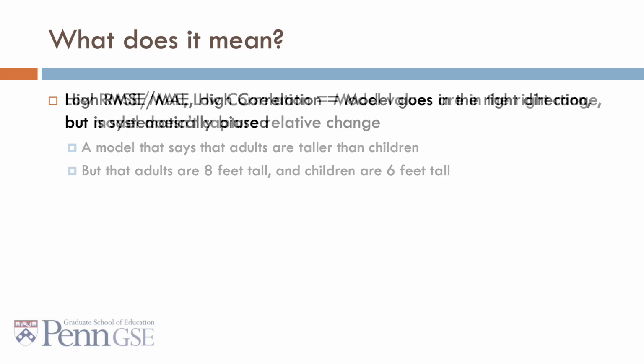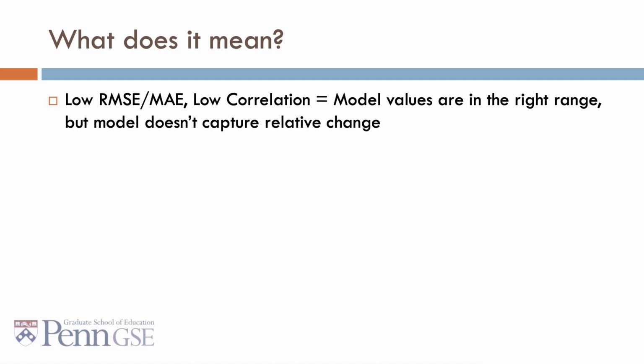What if you've got a low RMSE or MAE and a low correlation? Well, in that case, the model values are in the right range, but the model doesn't capture the relative change. And you can see this sometimes if there's just not that much variation in the data. This is actually a pretty bad case. Sometimes people will treat it like it's good if the RMSE is good, but if the correlation is bad, you've got a problem. Now let's talk about information criteria.